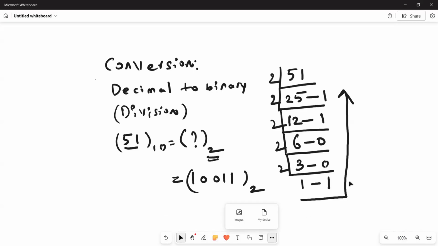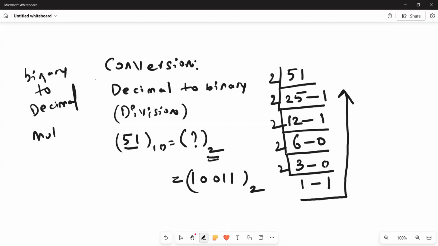Now I'll tell you the next process, that is binary to decimal. Suppose a number is given in binary, then what is its equivalent number in decimal? If you are converting decimal to binary, then you follow the process of division. Exactly vice versa, if you want to convert a number from binary to decimal, then the process is multiplication.